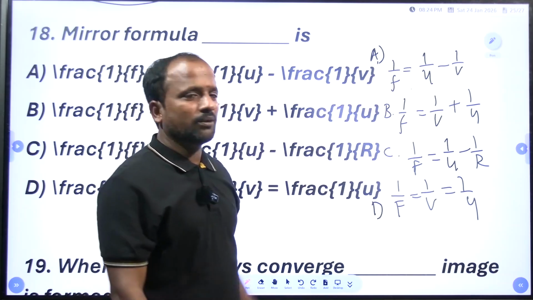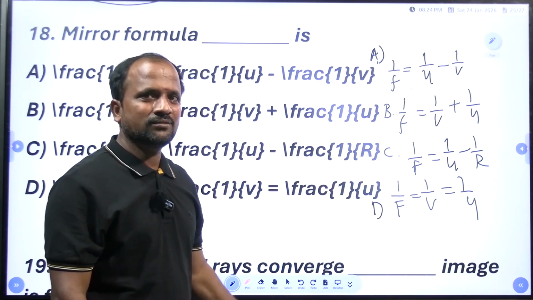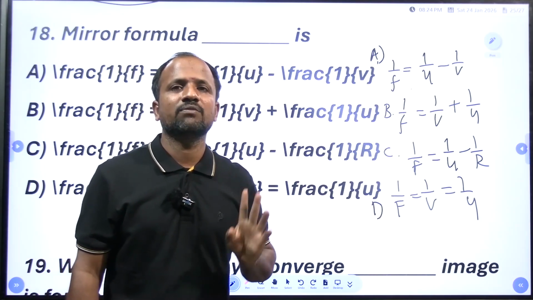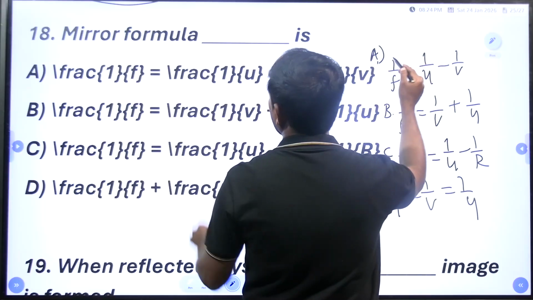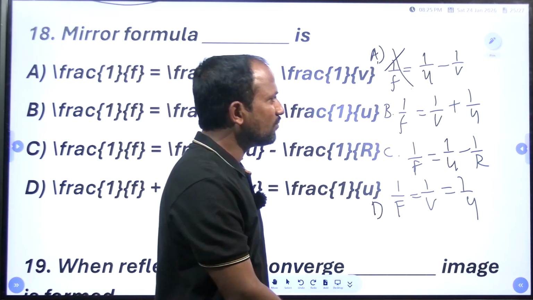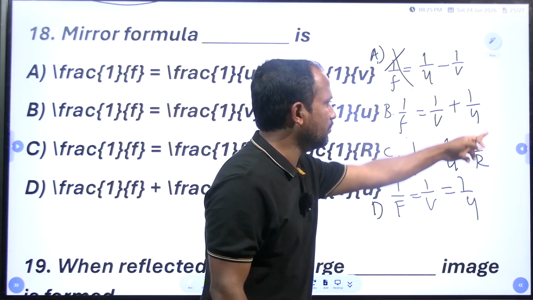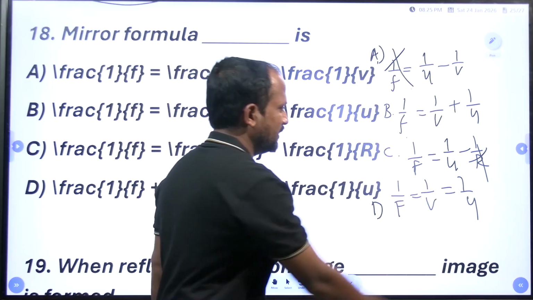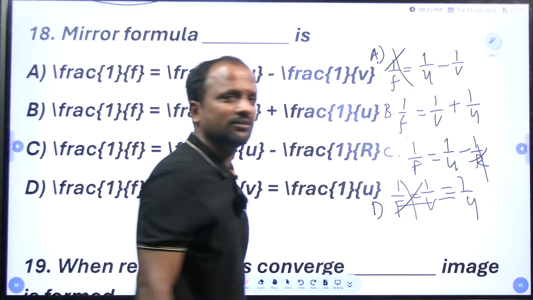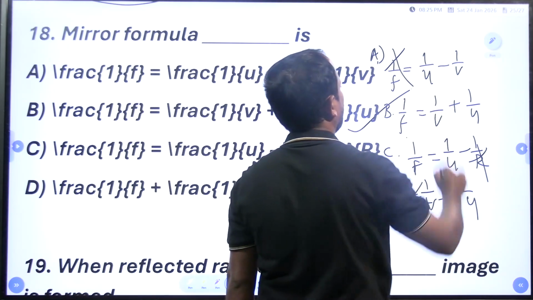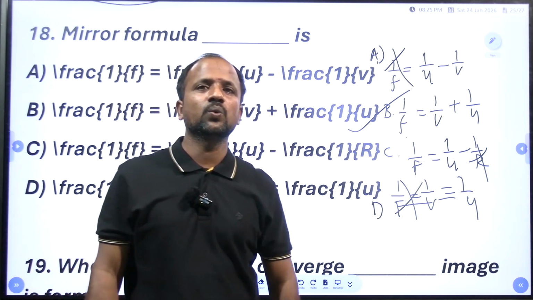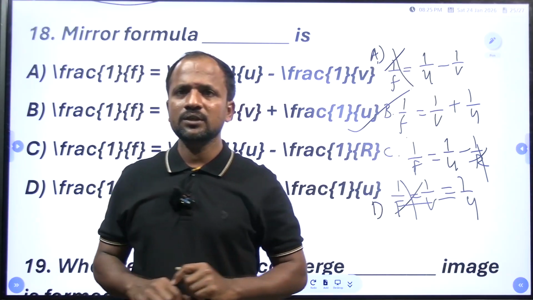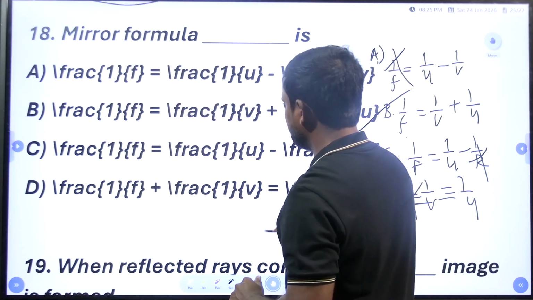Observe the options for the mirror formula. What is the mirror formula? I think it is struck in your brain. 1 by F is equal to 1 by U plus 1 by V. In the first option, minus is given, so eliminate it. The option with 1 by U and R is not correct, cut it. The next one with two equals signs is also a wrong option, D. So option B, 1 by F is equal to 1 by V plus 1 by U, or 1 by F is equal to 1 by U plus 1 by V, is correct for the mirror formula. So next question.